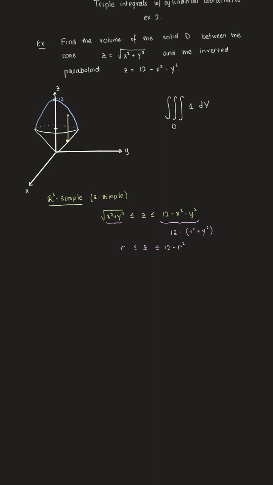Now we're going to shine a light above the paraboloid and look down at the footprint onto the xy plane, and you can see that this is going to be some sort of circle. That's going to be our region R.